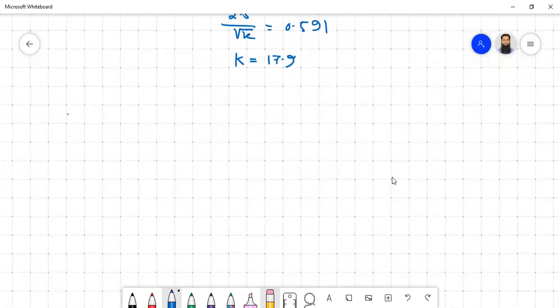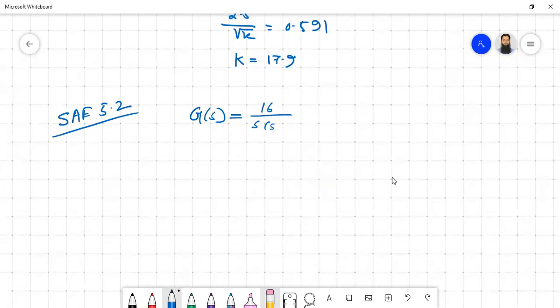Let me just give you a hint how to do it. Skill assessment example 5.2. Here, a unity feedback system is given with a forward path. Sometimes they will not give you the block; you have to realize what the block is. They have just given you the forward path gain 16 by S plus A. Based on that, we can say T of S will be 16 by S square plus AS plus 16.